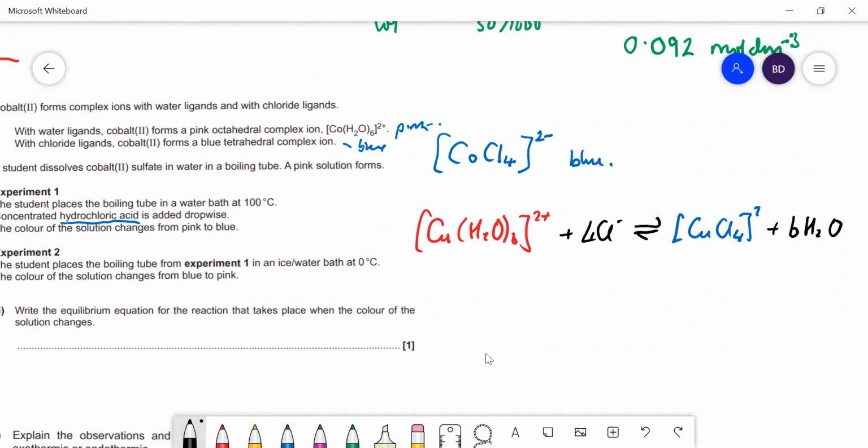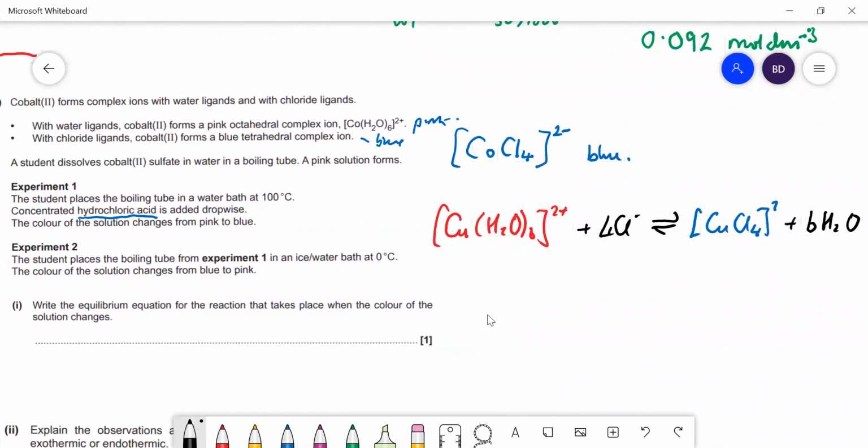You're going to be asked for that equilibrium reaction afterwards. So that is pink, and 2 minus there. The pink one's pink and the blue one is blue. Okay, so he does that. It's at 100 degrees C, and then they put it into cold water. So at 100 degrees C, it's gone blue. When you put it in cold water, it goes back to pink. So what we're going to say there is, when it's cold, the equilibrium shifts to the left.